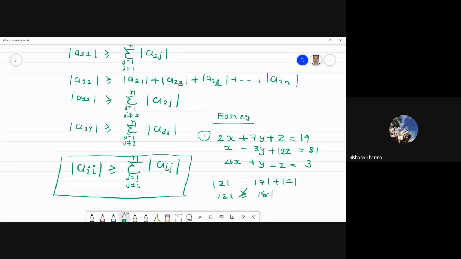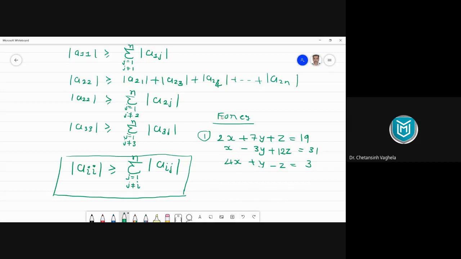No, sir. No, right? That means the condition of diagonal dominance is not satisfied here. And that means this system is not in diagonally dominant form. That means we cannot apply Gauss-Jacobi or Gauss-Seidel method for this system. So what to do in this case? In this case, the first option is we can interchange the equations and try to make it diagonally dominant.